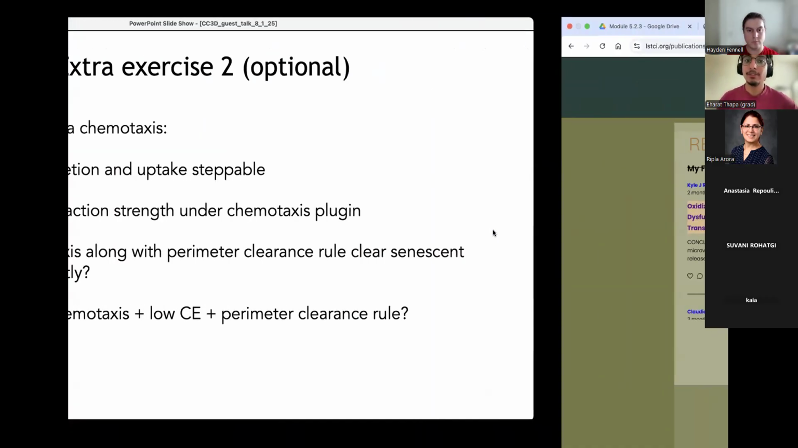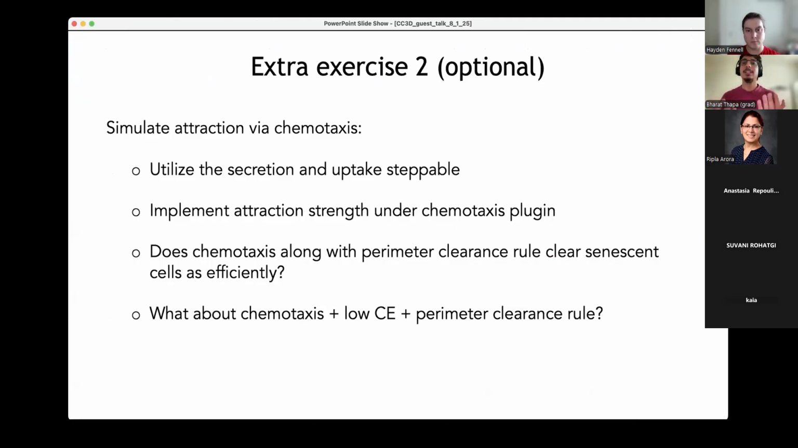And I've tried it, and it's pretty fun. You would see that a cancer cell actually chases the senescent cell, but that's not enough to clear them. Then you basically add more rules and see which one mimics the experiment we set up the most.